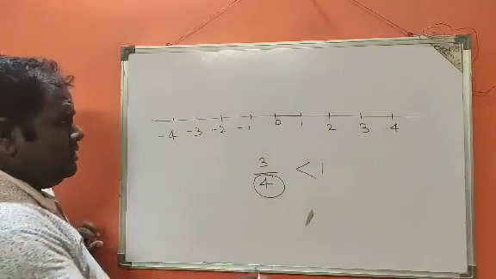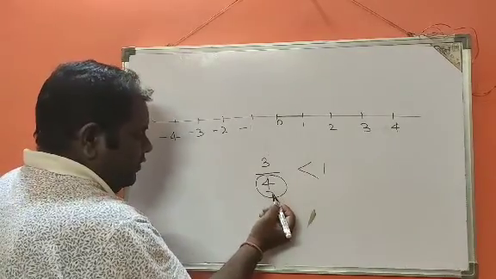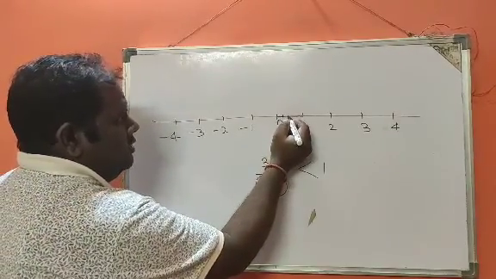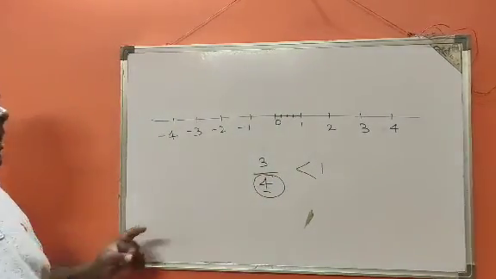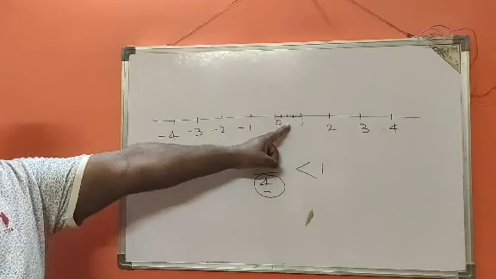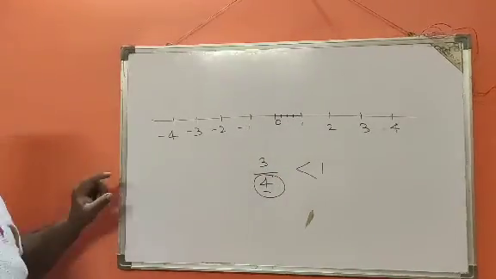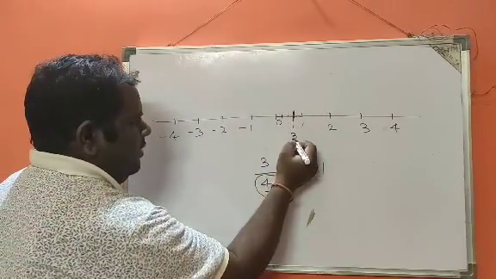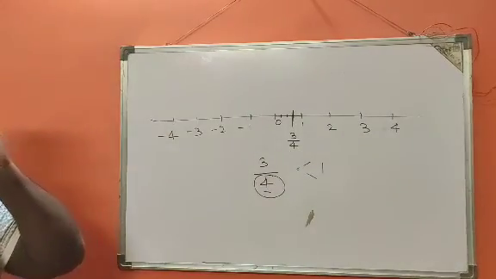So this portion between 0 and 1, the denominator is 4, so it will be divided into 4 equal parts: 1, 2, 3 and 4. And the numerator is how much? 3. So we take 3 parts. This point will be known as 3 upon 4.